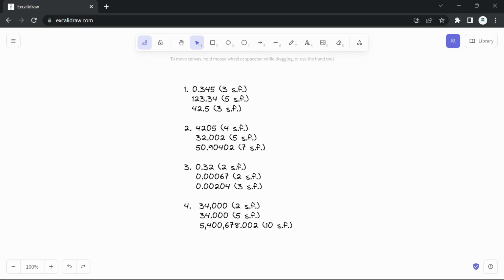Let's see. In this example, we have 4205. You can see the 0 is sandwiched in between 2 and 5, right? That's why we have 4 significant places. These zeros too, you can see there is a 2 in the decimal place after the zeros, right? So you can see we have 5 decimal places, and you can also see the same thing for this other one. We have 7 significant figures here.